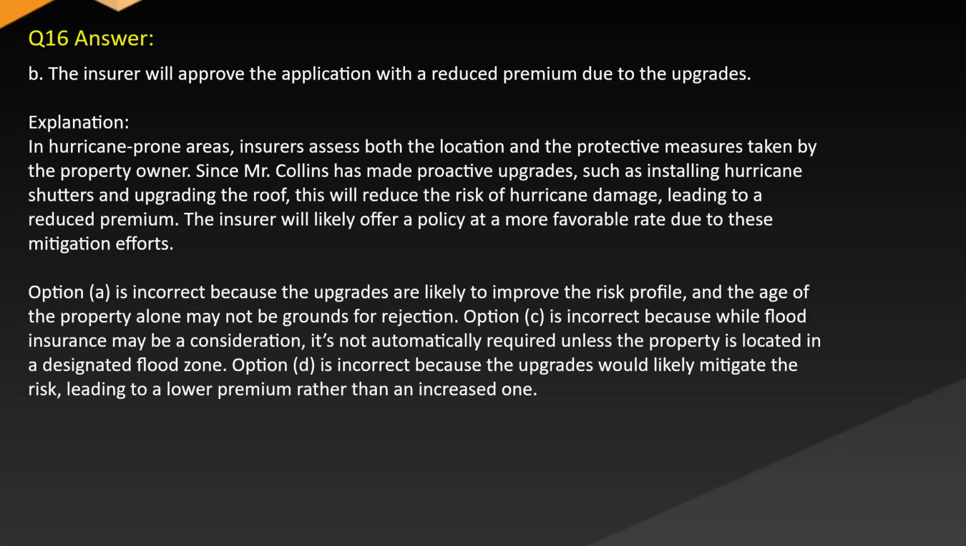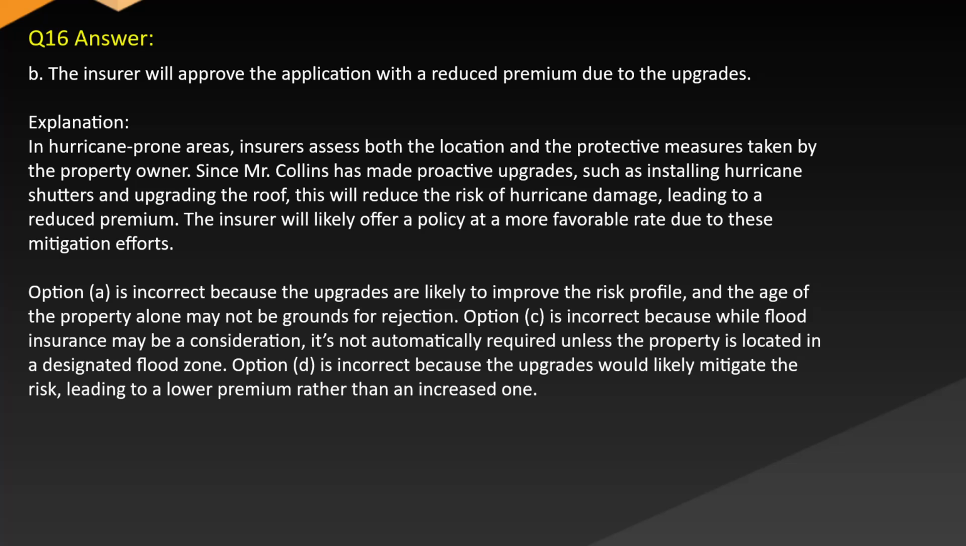Answer B. The insurer will approve the application with a reduced premium due to the upgrades. Explanation: in hurricane-prone areas, insurers assess both the location and the protective measures taken by the property owner. Since Mr. Collins has made proactive upgrades, such as installing hurricane shutters and upgrading the roof, this will reduce the risk of hurricane damage, leading to a reduced premium. The insurer will likely offer a policy at a favorable rate due to these mitigation efforts.